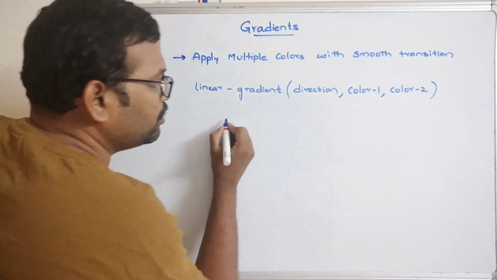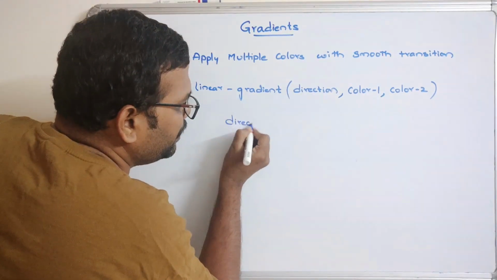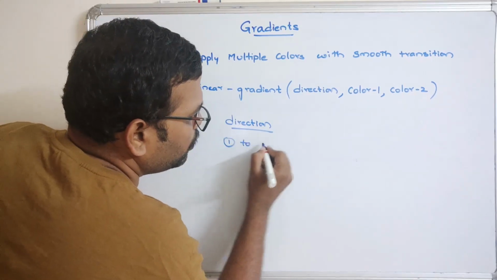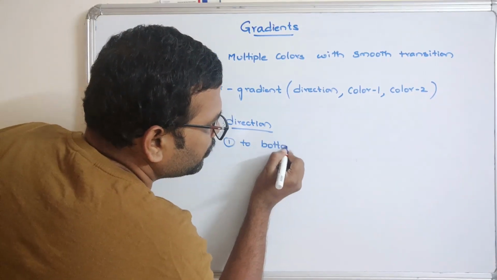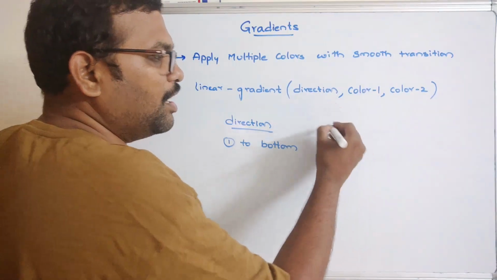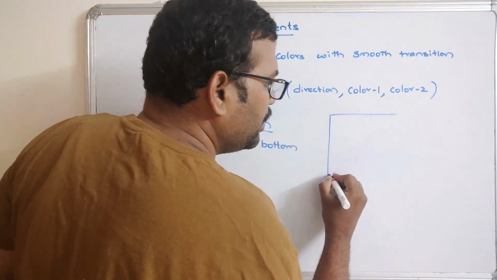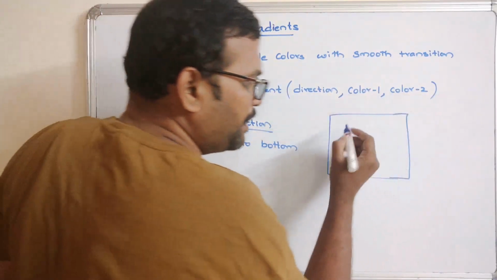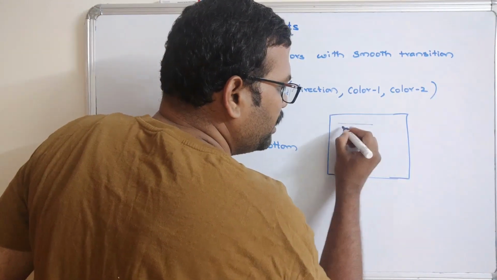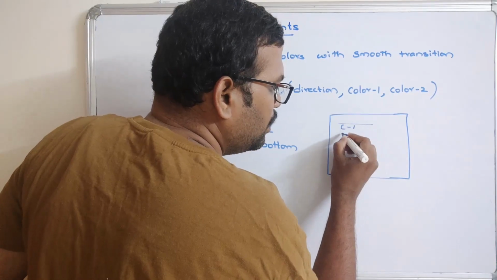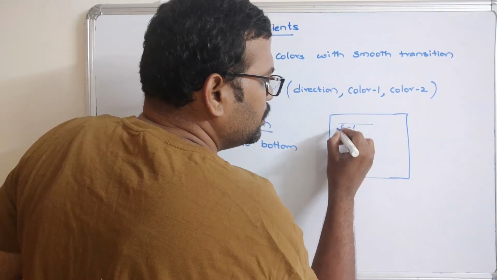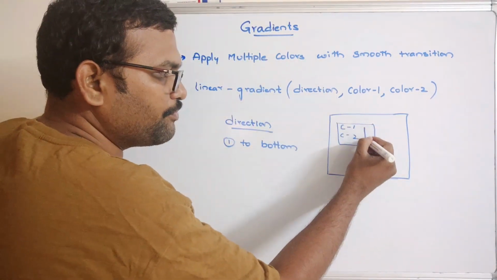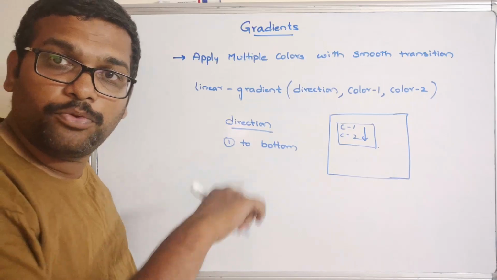And the direction, so here the direction will be to bottom. So color 1 starts here. If you apply the same linear gradient for the background image or some content, color 1 will be here, followed by color 2. So that will be in this position from top to bottom.